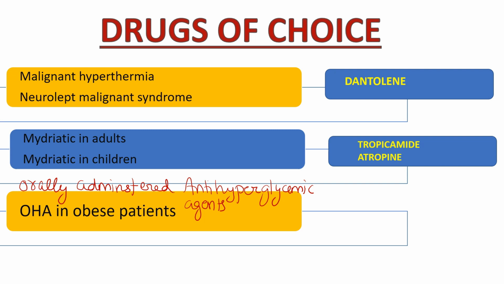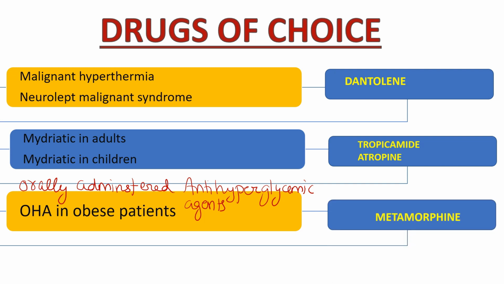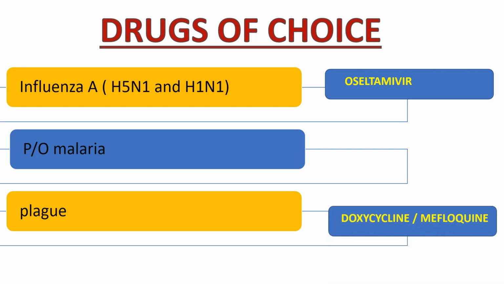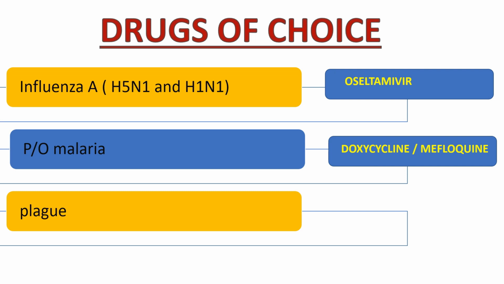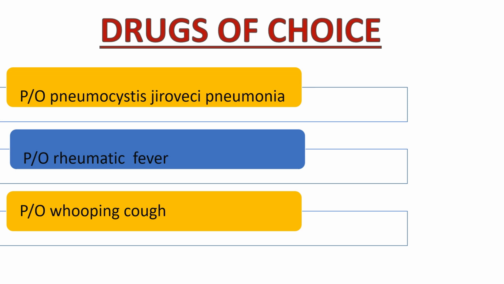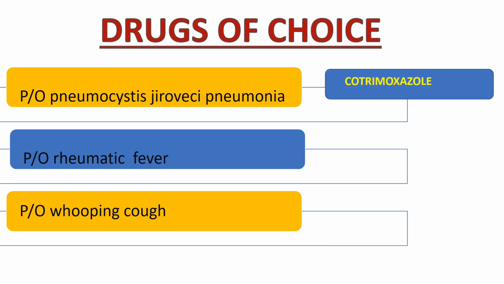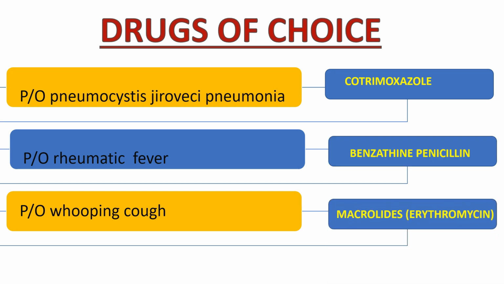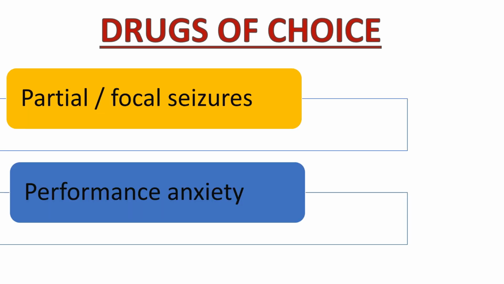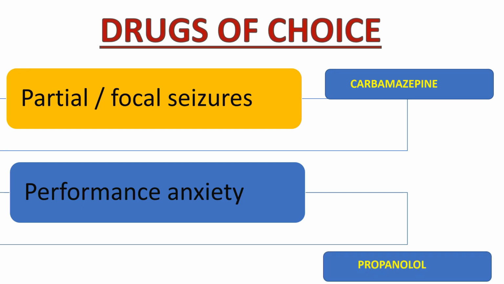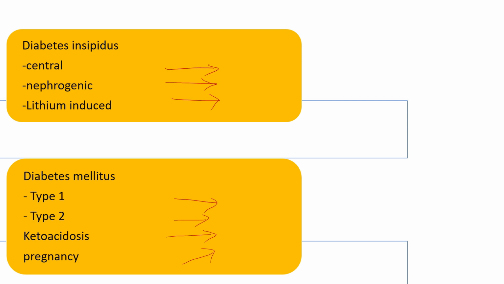And for OHA, that is oral hypoglycemic agents, in obese patients, it will be metformin. For influenza A, it will be oseltamivir. For malaria it will be doxycycline or mefloquine, and for plague it will be doxycycline. For pneumocystis pneumonia it is cotrimoxazole, for rheumatic fever it will be benzathine penicillin, and for whooping cough it will be macrolides, mainly erythromycin. For partial or focal seizures, the drug of choice will be carbamazepine, and for performance anxiety it will be propranolol. Now we will see about diabetes.